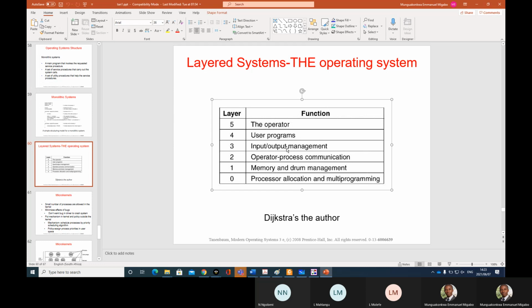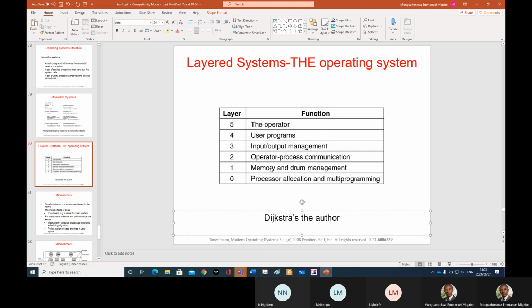The input has to do with the fact that when I type on the keyboard, some data might end up on this page. So if I type the A, the part that's handling the fact that A ends up on there is part of this input management layer. The operator process communication is more at the API level, meaning the translation between my commands and the actual processes that leads to their execution.